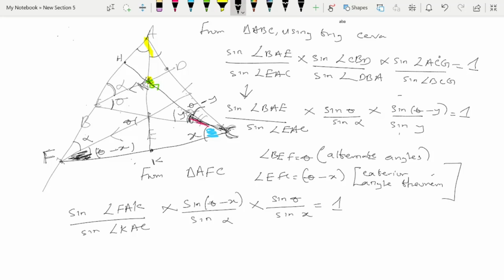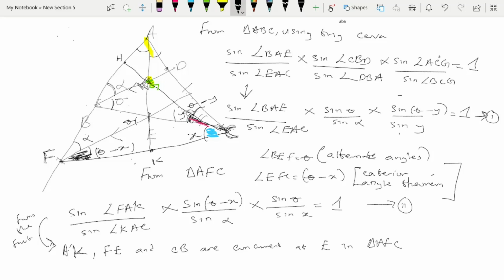So we're using the fact that AK, FE, and CB are concurrent at E in triangle AFC. So let's call this identity, the first one we derived from ABC, 1. Let's call this 2. Then both of them are equal to 1, right? So that means both of those identities are equal, right?